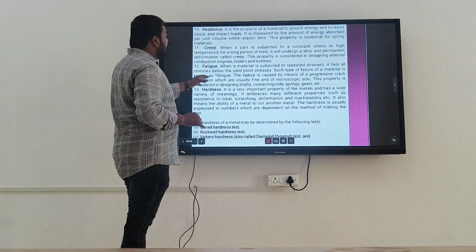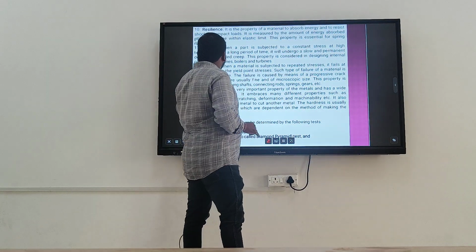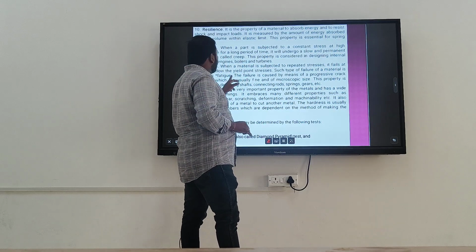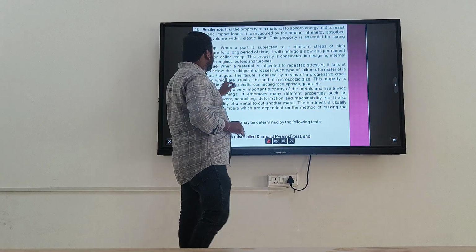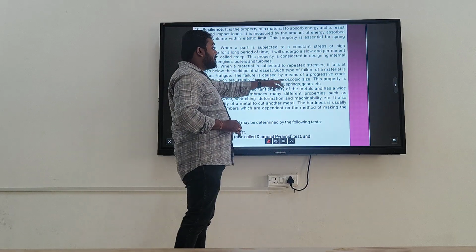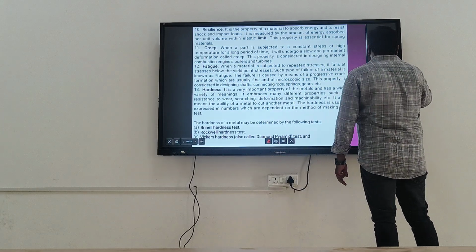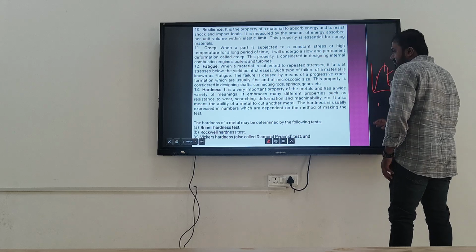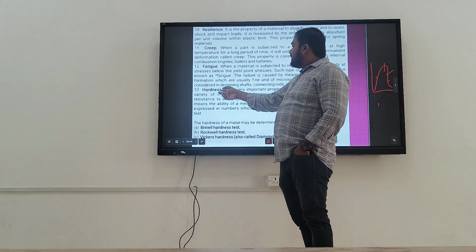Fatigue. When a material is subjected to repeated stress, it fails at stresses below the yield point stress. Such failure of the material is known as fatigue. The failure is caused by a progressive crack formation which is usually of microscopic size. We know the diagram, the fatigue graph. This is the stress-strain diagram.